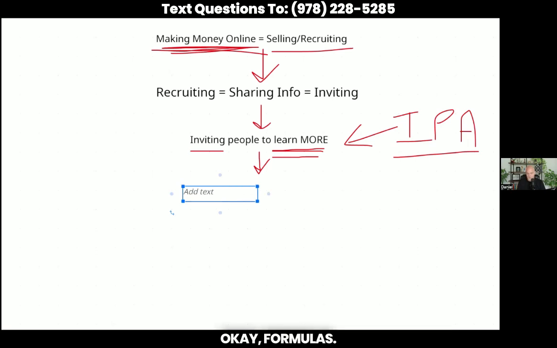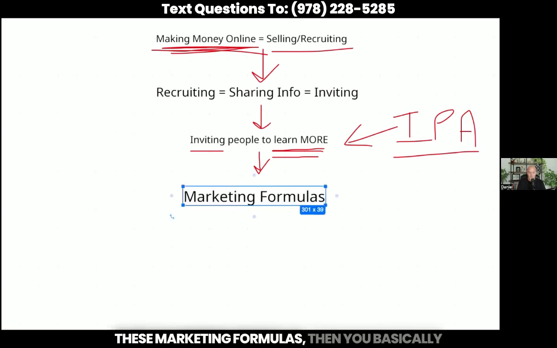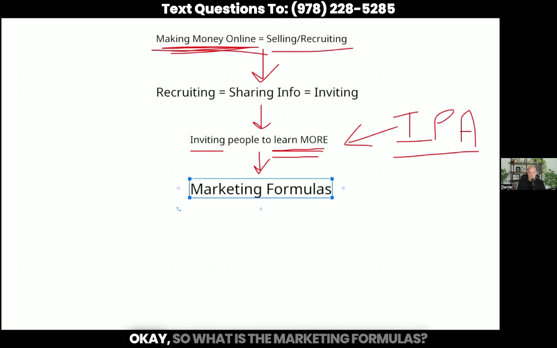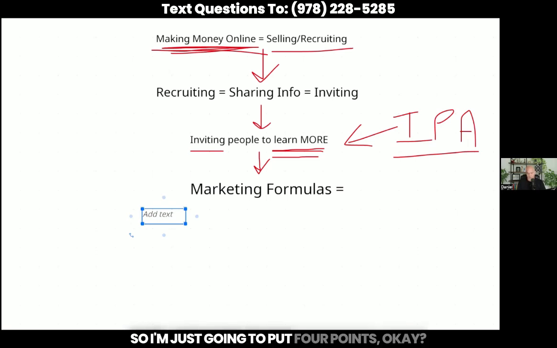Okay. Formulas. I said, spell that right? Yeah. Okay. So once you understand these marketing formulas, then you basically just need to go out and do it. So what are the marketing formulas? Let me put here: marketing formulas equals. I'll spell it out for you. I use specifically a 4-point formula. So I'm just going to put 4 points.